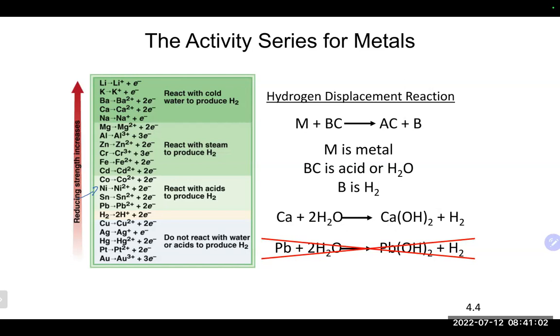Sometimes though, in certain cases, you do need a little bit more to get some hydrogen displacements to occur. For example, here, if we take calcium and water, we can find calcium up on the table and it will react with cold water to produce H2. So that's all it needs. But if you take something like lead, you actually need something a little bit stronger, like an acid, to get that reaction to take place. And in this case, with water, it would not actually take place. So that's how you could figure that out.